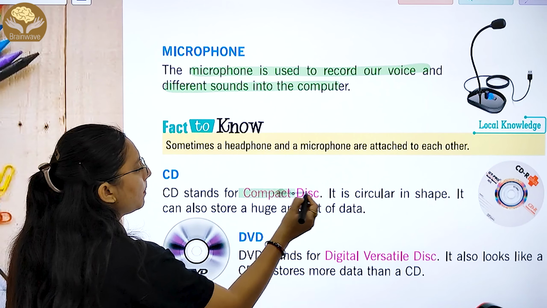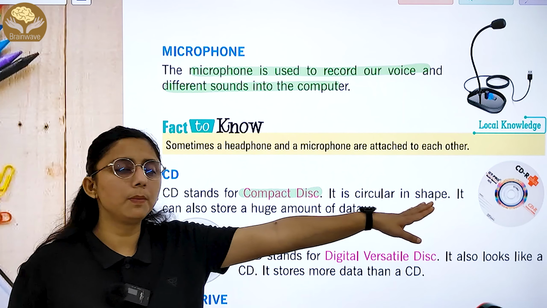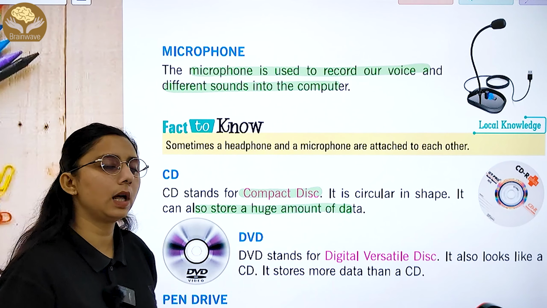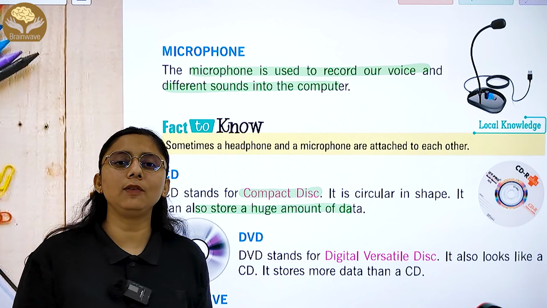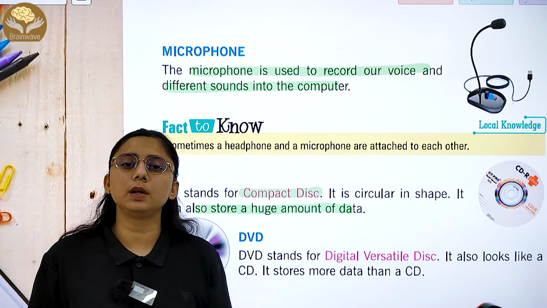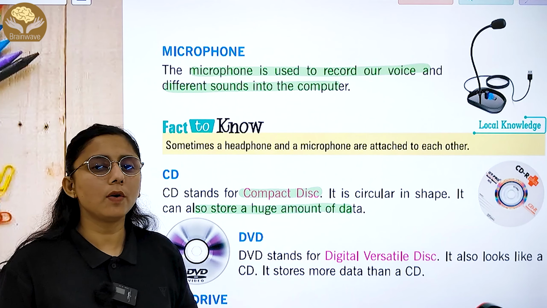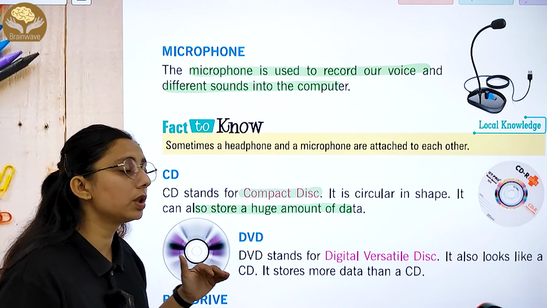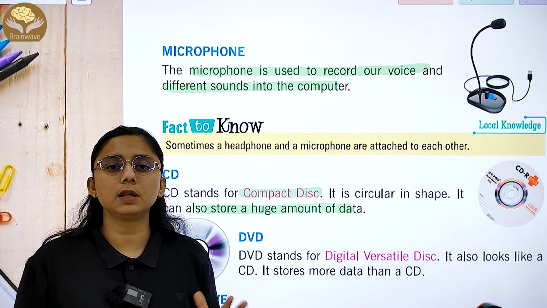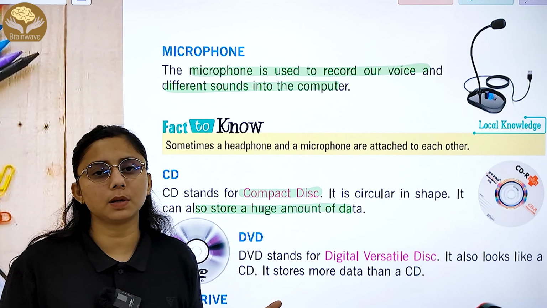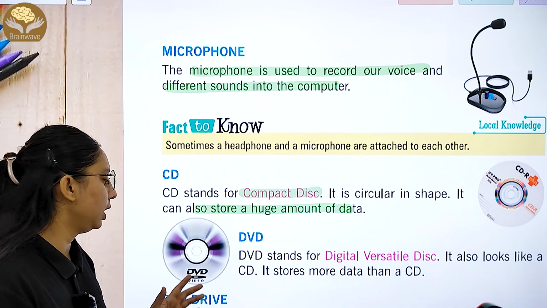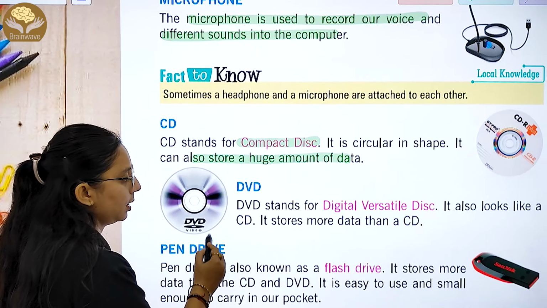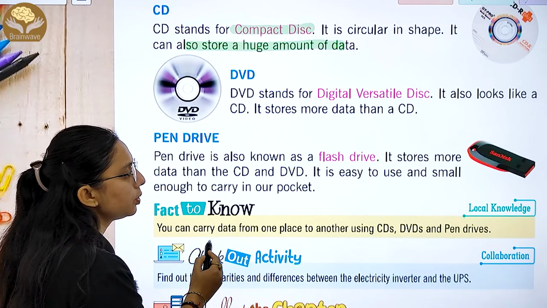Next is CD. It is a compact disc. एक ये circular shape में होती है like this. In this, you can store a huge amount of data. And next is DVD. That is digital versatile disk. What is it used for? You can store more data as compared to CD. इतना आप CD में store करोगे उससे ज़्यादा आप किसमें कर सकते हो? DVD में कर सकते हो. It also looks like CD. ये भी circular shape की होती है. These are the storage devices.